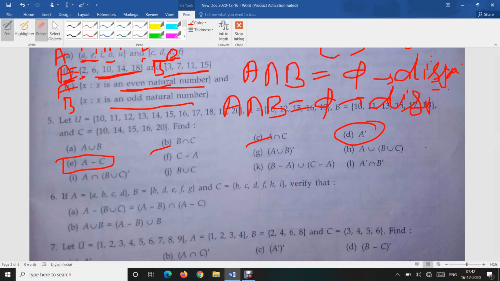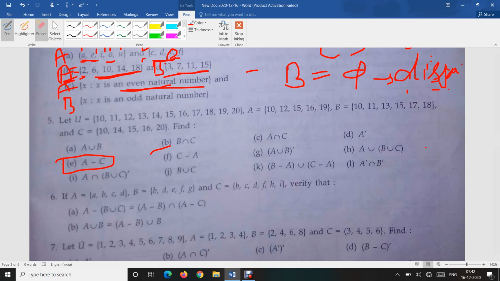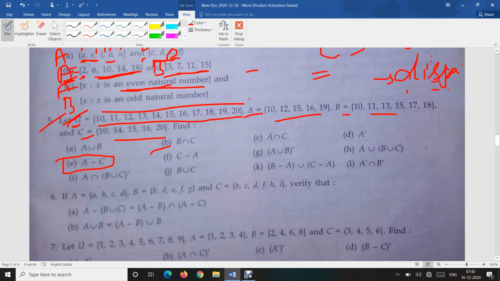As you can see, these are the sets which are given. In question number 5, this is the universal set, which contains everything, and set A has these, set B has these, and set C has these. You will see that all the elements of set A, set B, and set C are present in set U, because this is the universal set. This time you have to find out A minus C. A is 10, 12, 15, 16, 19, and C has 10, 14, 15, 16, 20, and you have to find A minus C.